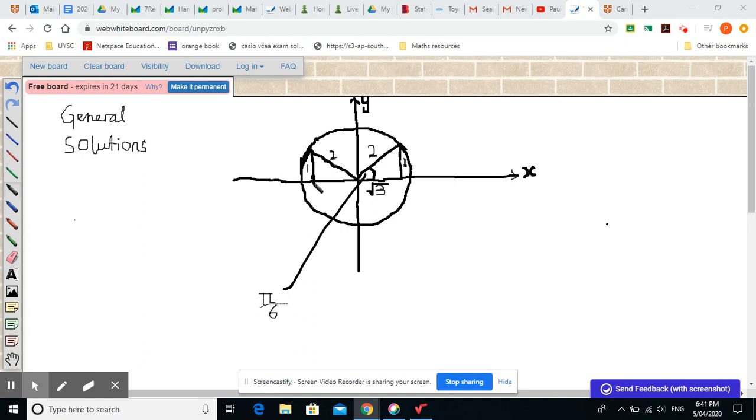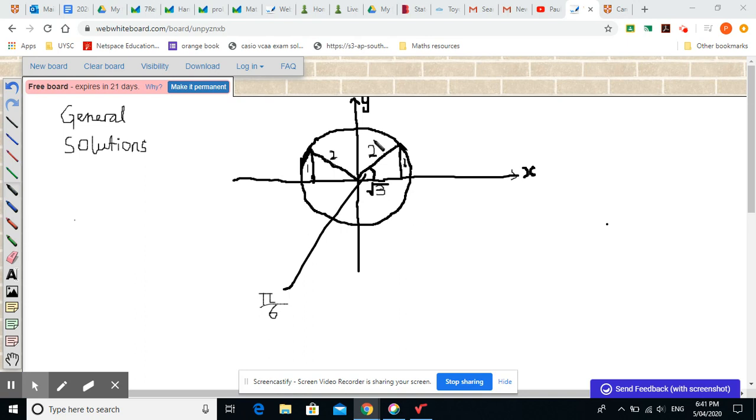By the way, if we tried to find solutions in this quadrant, or this quadrant, 3 and 4, we would not be able to because the opposite is negative in those two quadrants. And it's positive 1 over 2 is the opposite over the hypotenuse.